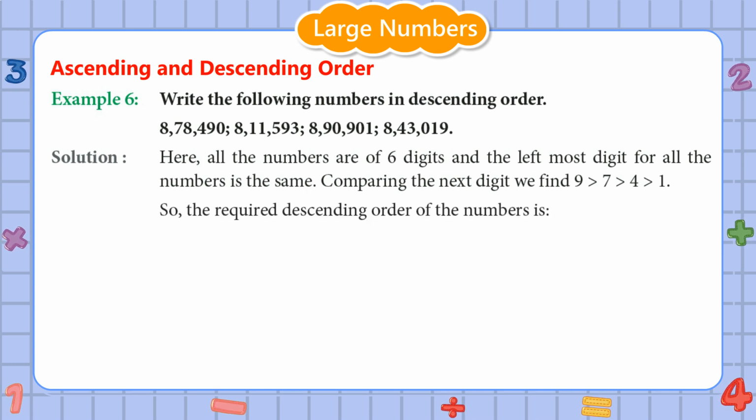So, the required descending order of the numbers is 8,90,901 is greater than 8,78,490 is greater than 8,43,019 is greater than 8,11,593.